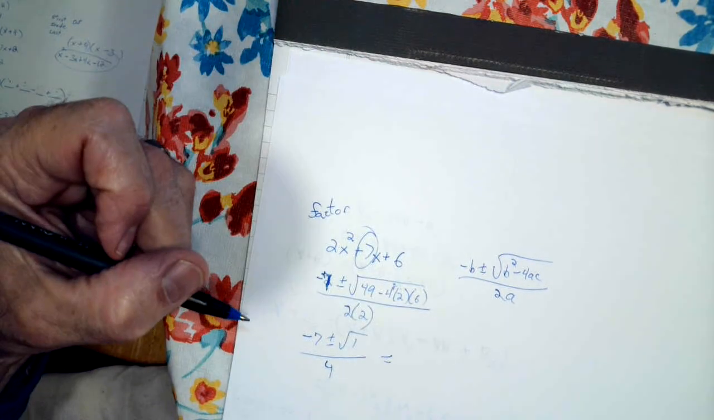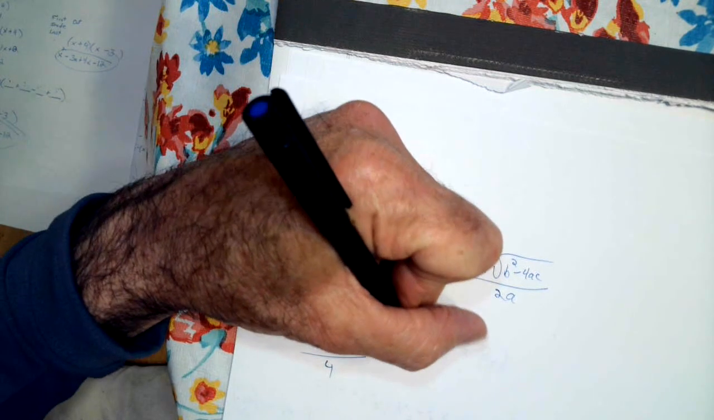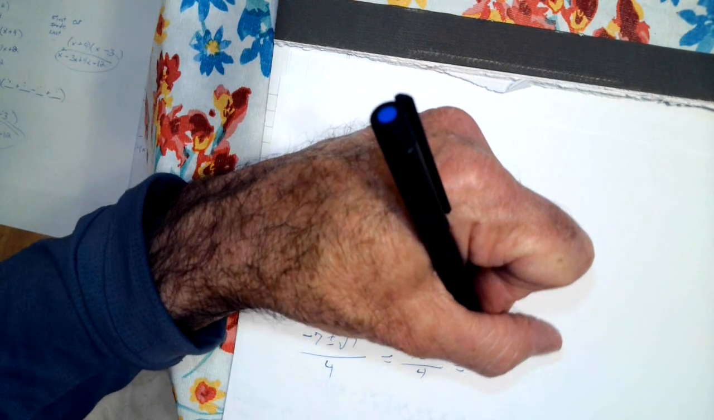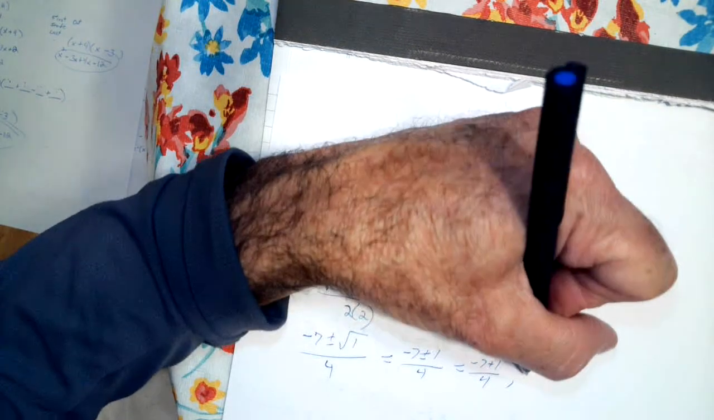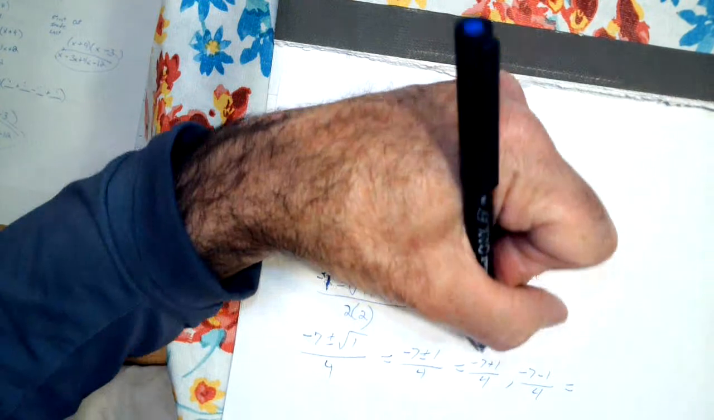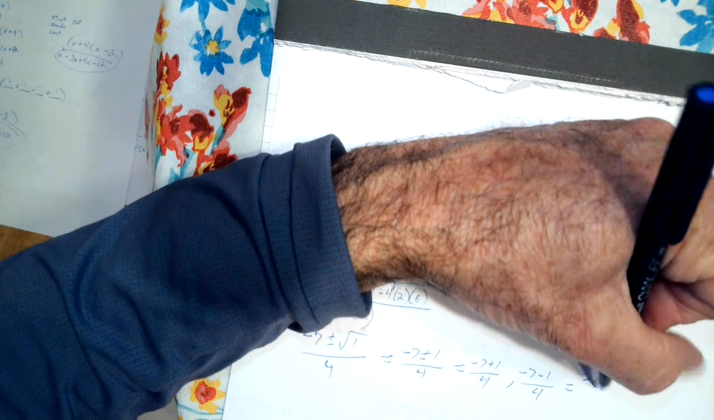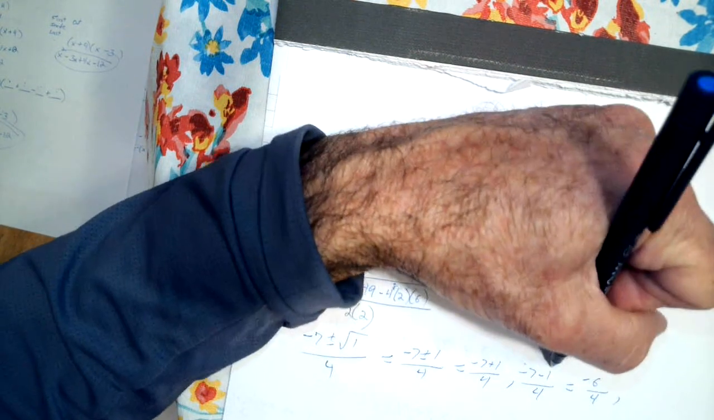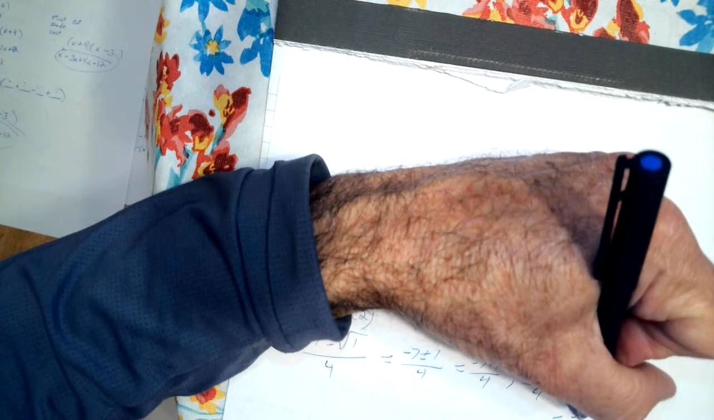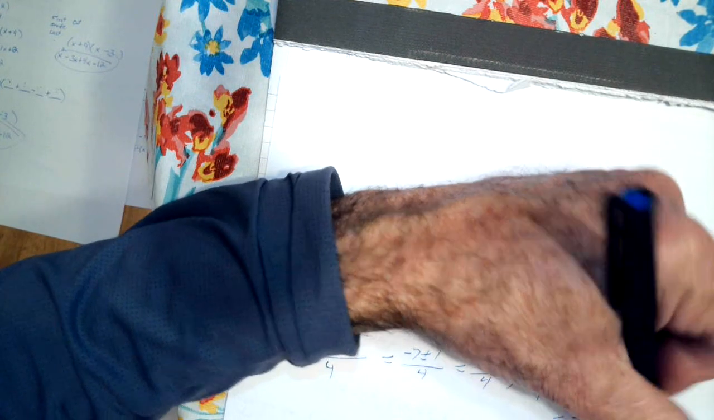So what's the square root of 1? 1. So it's negative 7 plus or minus 1 over 4, or negative 7 plus 1 over 4, and negative 7 minus 1 over 4. So I have negative 7 plus 1 is negative 6 fourths. Negative 7 minus 1 is negative 8 fourths. I can reduce that a little bit to negative 3 halves and negative 2.